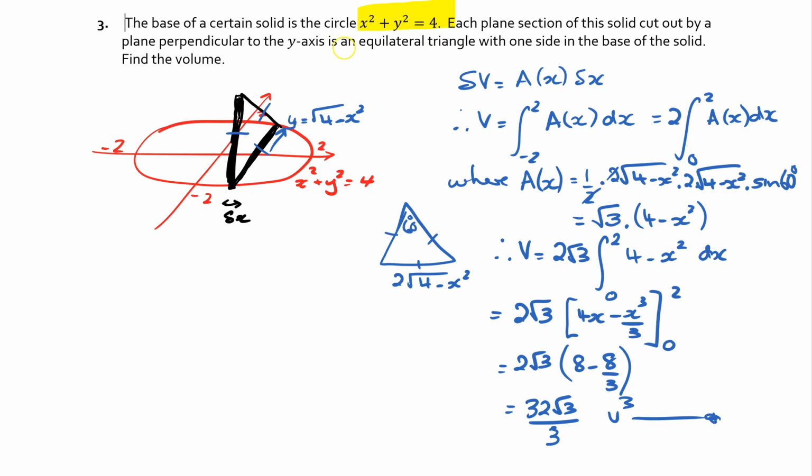It's an equilateral triangle with one side in the base of the solid. So this is my equilateral triangle with the base in the solid. And if you can imagine the shape that this forms, it's something like a semicircle, a hemisphere with a pointy ridge running over the top and straight sides, but on a circular base.